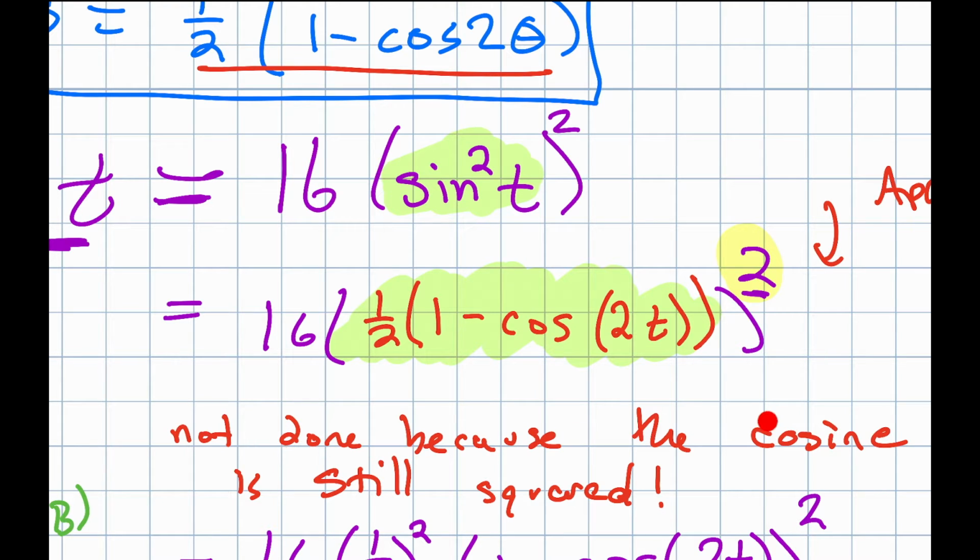Okay, so we're not done because the cosine is still squared. So what do we do? Well, what you have to do is actually multiply all of this nonsense out. It's a little bit tedious, but you have to do it.